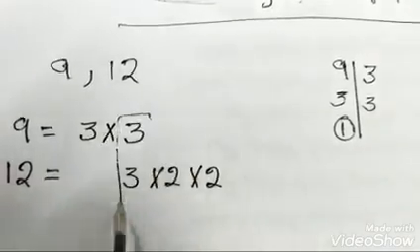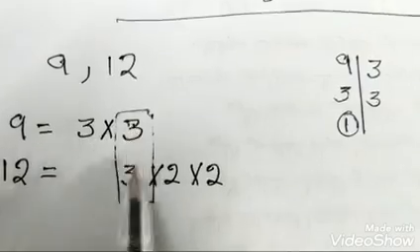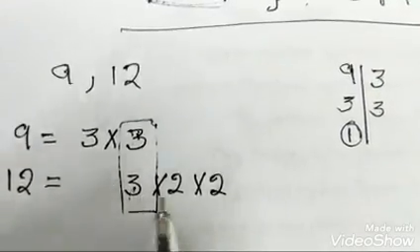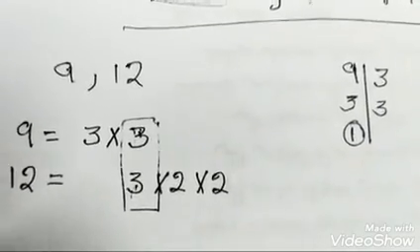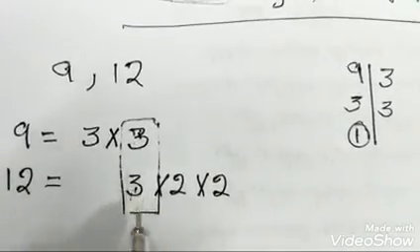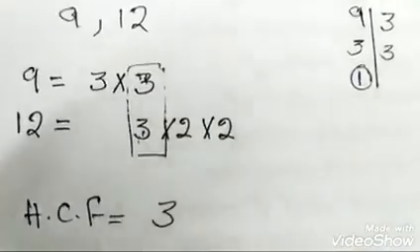The common factor here is 3. The repeated factor for these two numbers is the 3. We will have it only one time. The repeated number will be taken only one time. So the highest common factor is 3. Only the common numbers are multiplied, but we have only one number, so it will be the 3.